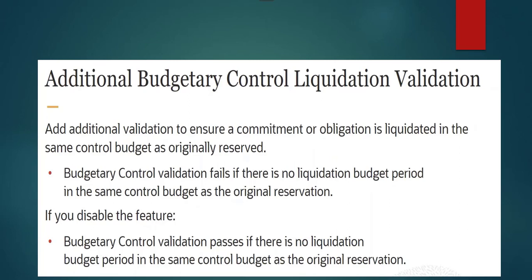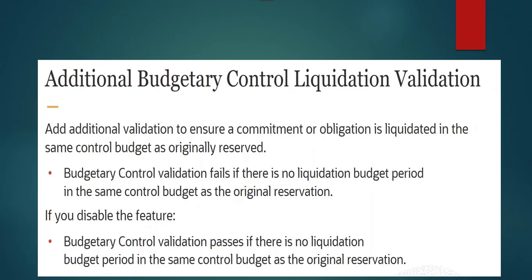original reservation. This option is actually automatically enabled for new customers, but upgrade customers can choose if they want to enable the option. But once the feature is enabled, it cannot be disabled. If you disable the feature, but actually I think that should be, if you don't enable the feature, because once you have enabled it, it cannot be disabled. But if you don't enable it, then budgetary control validation passes if there is no liquidation budget period in the same control budget.